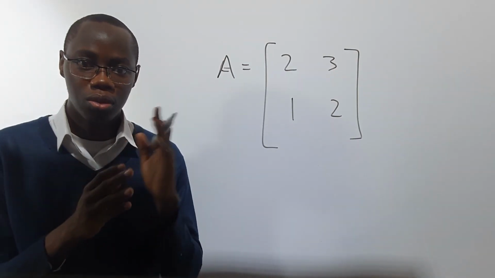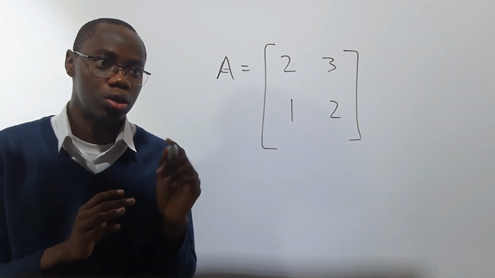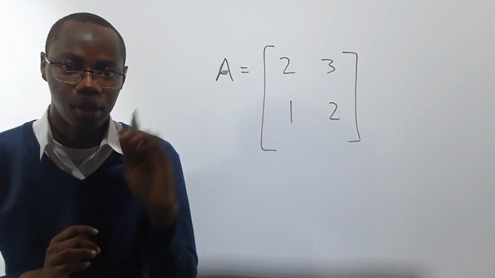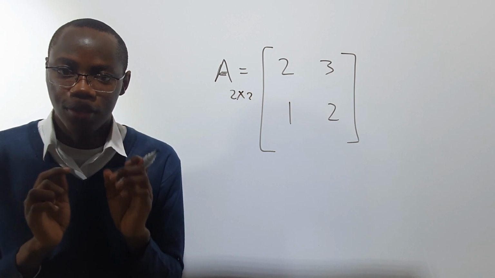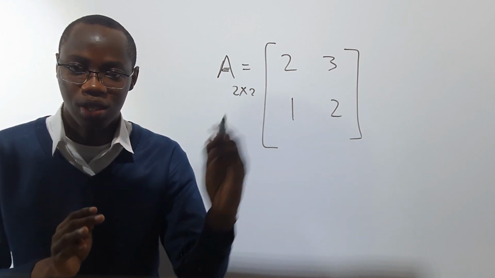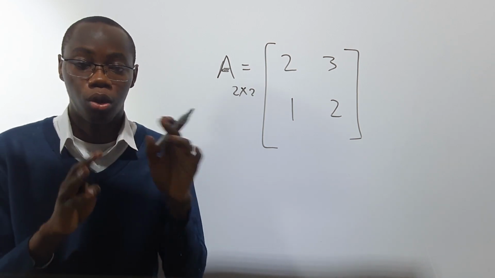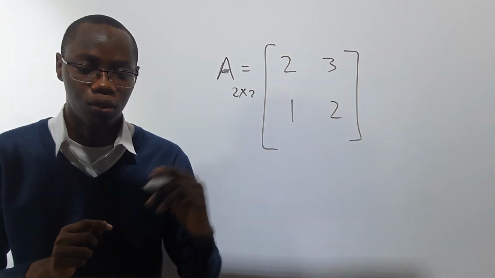Before we even start talking about the concept of addition and subtraction, this is matrix A. Don't forget, matrices are always denoted in capital letters. This is a 2 by 2 matrix. Note that you cannot add two matrices that are not of the same order. Make sure you watch my previous video on order of a matrix to understand what I'm talking about. You cannot add two matrices that are not of the same order.